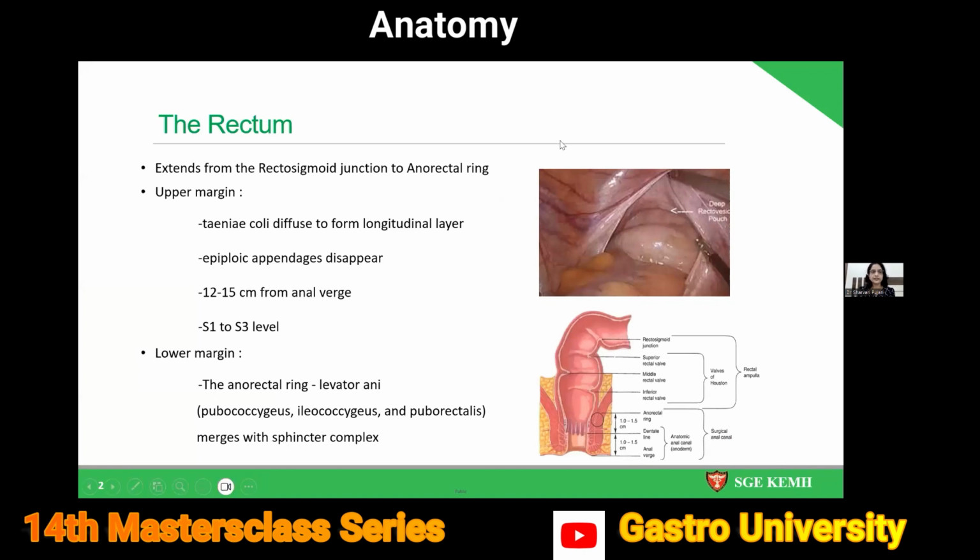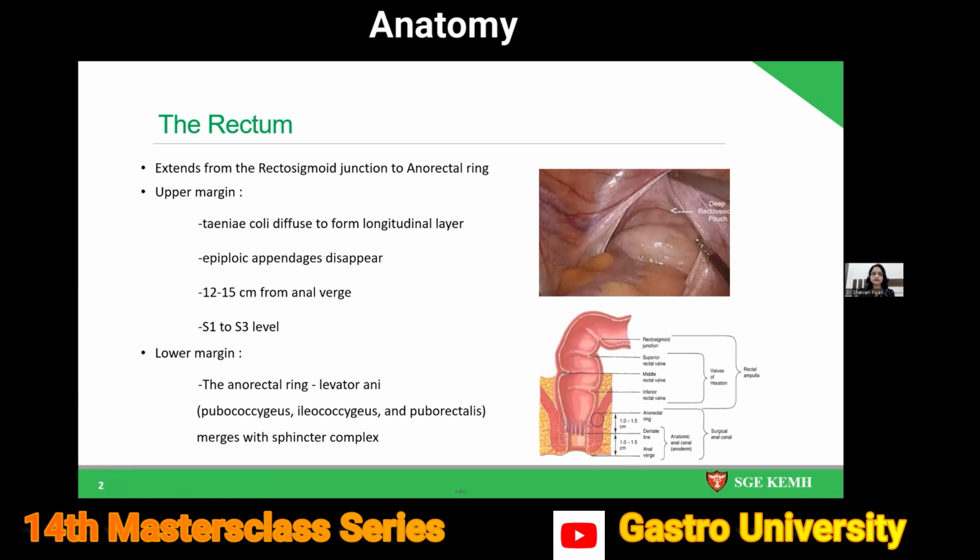So the rectum extends from the rectosigmoid junction to the anorectal ring. Intraoperatively, the upper margin of the rectum can be identified as the level where the taenia coli of the sigmoid colon diffuse to form a longitudinal layer of the rectum and the epiploic appendices disappear. This corresponds to the level of about 12 to 15 centimeters from the anal verge, and in the sacrum, it corresponds to about the sacral promontory, that is the level of S1 up to S3.